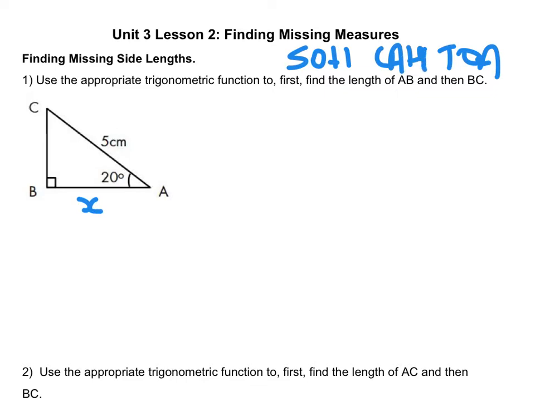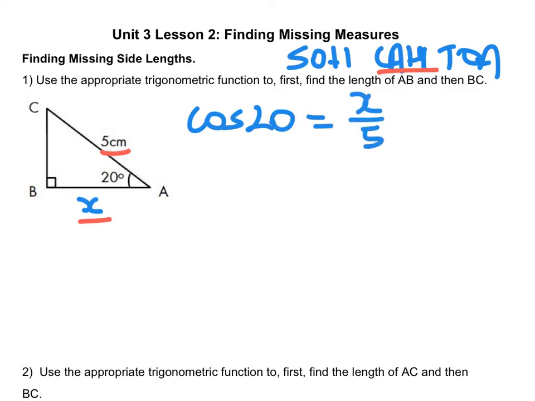So what we're going to look at, with the 20-degree angle, we know the hypotenuse and we want to find the adjacent. So that means we use the cosine ratio, because cosine is adjacent over hypotenuse, right? So if we set that up, we know that the cosine of 20 is equal to x over 5.